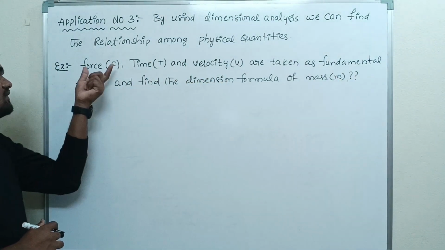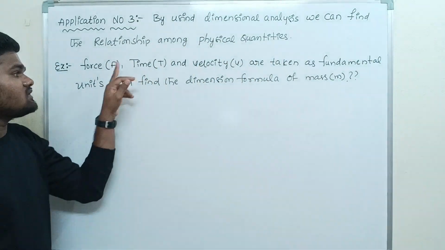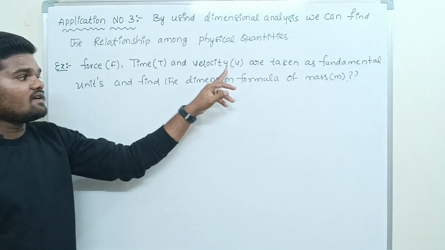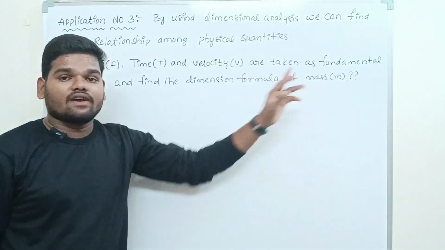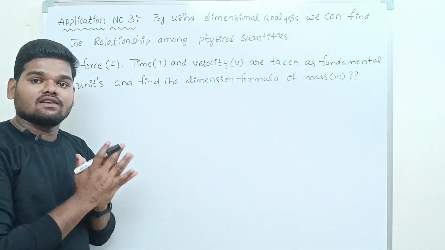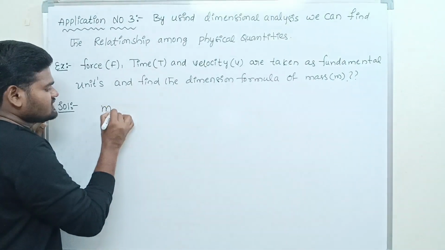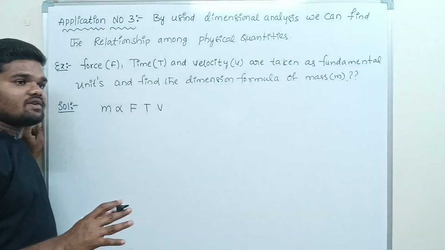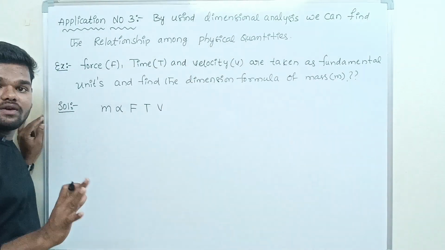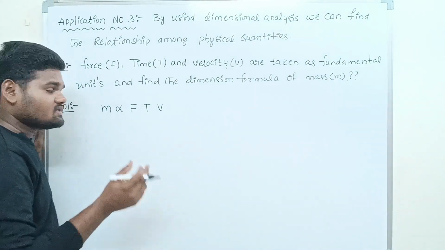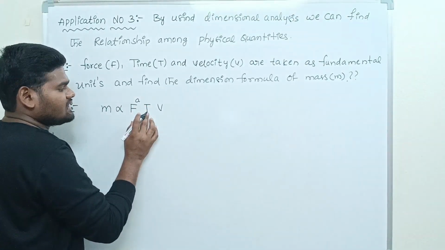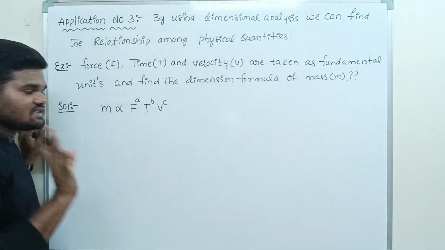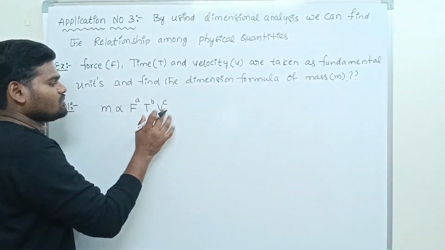Okay, so what is given? Mass depends upon force, time, velocity. Mass depends on what? Force, time, and velocity. Now what we have to find? We have to find the dimensional formula of mass. Okay, so have a look. Mass depends upon force, time, and velocity. So I don't know the dimensions of F, T, V. So I'm taking the dimensions, meaning the power. I'm taking the power of F as a, the power of time as b, and the power of velocity as c. I don't know the powers. Just for example, I'm taking F power a, T power b, and V power c.